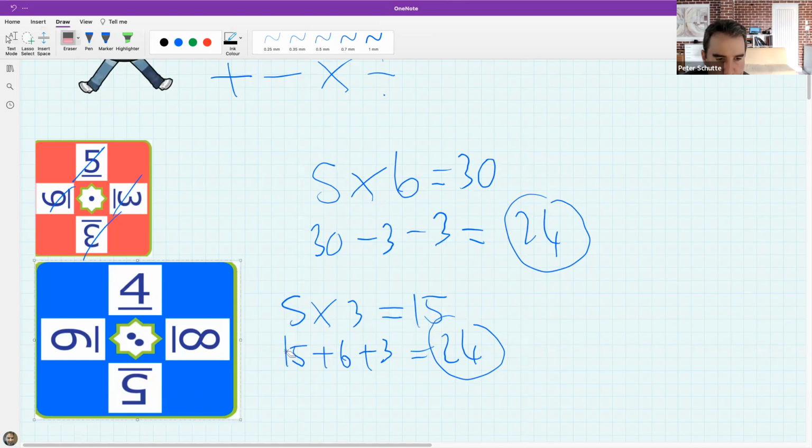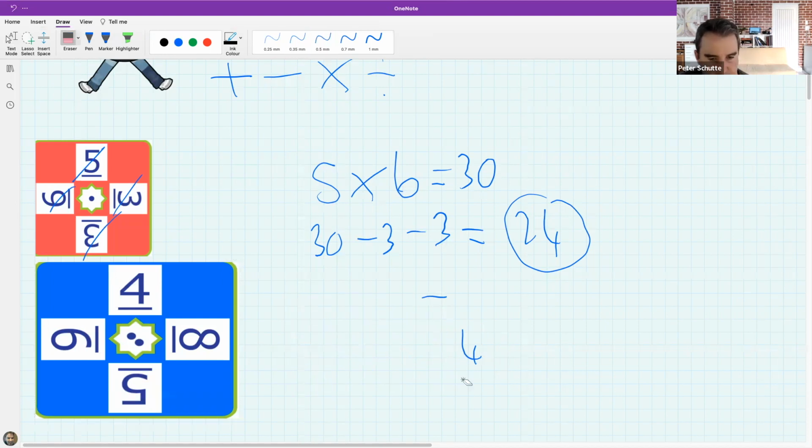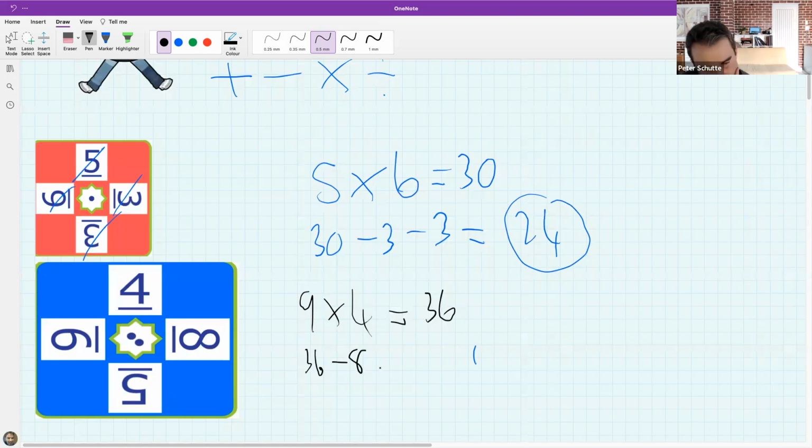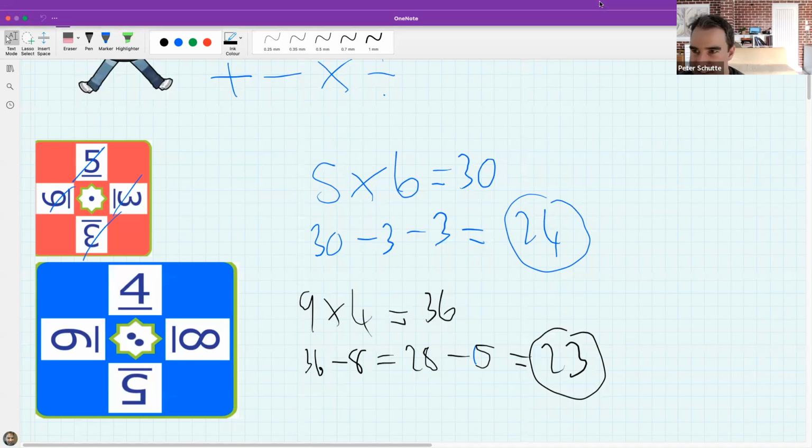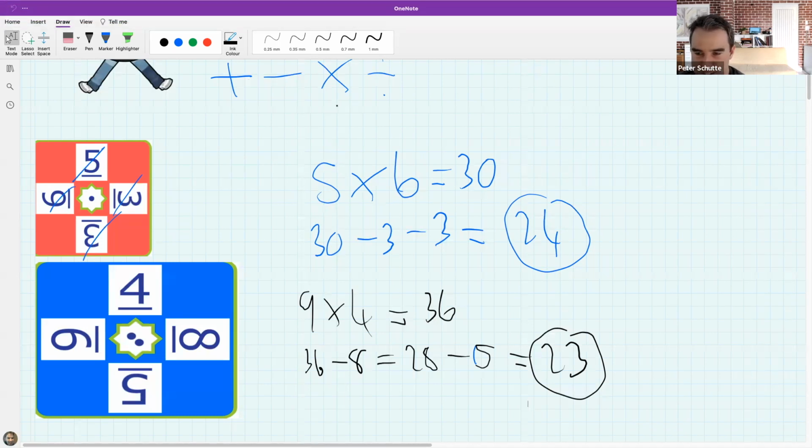So Ania said 9 times 4 is a good step to use in this one. So 9 times 4 is 36. And then if we go 36 minus 8, we get 28, minus 5 is 23. You got very close, Annie, but I don't think that's a cigar yet, or excuse the pun. Okay, so we are going to leave this one for now because it's a nice challenge, but you got close, and then we'll come back to it at the end of the lesson if someone has figured it out, but I don't want to spend too long on this.